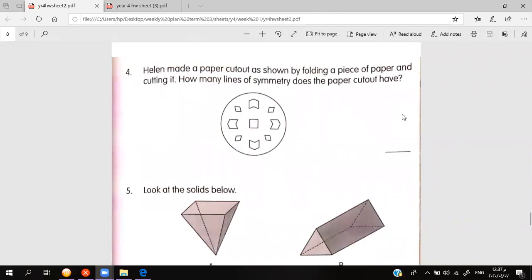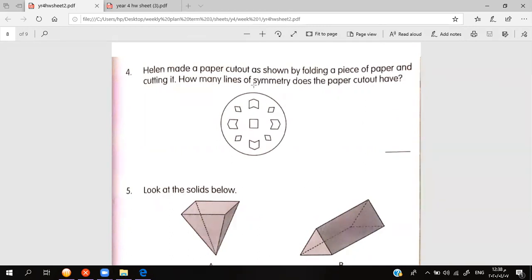Okay, he's saying that Helen made a paper cutout as shown by folding a piece of paper and cutting it. How many lines of symmetry? The paper cutout has how many lines of symmetry? Let us see.